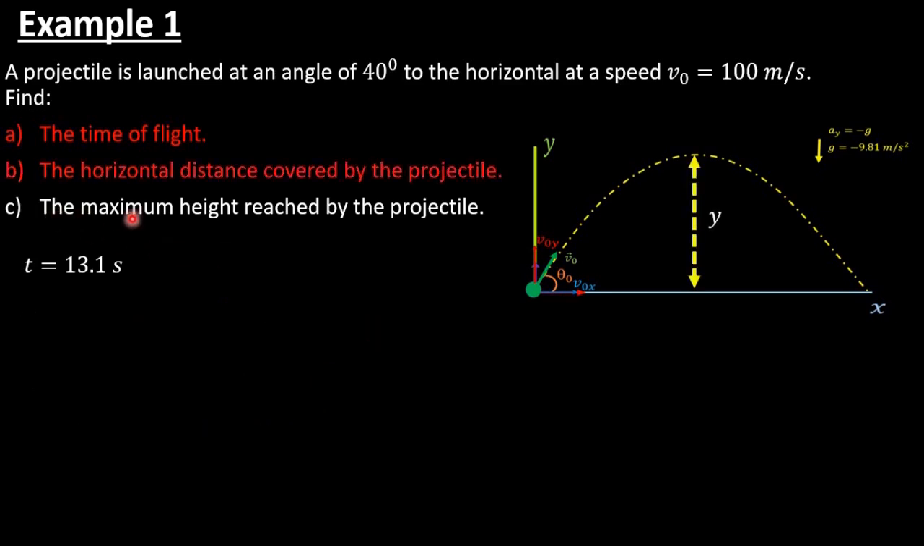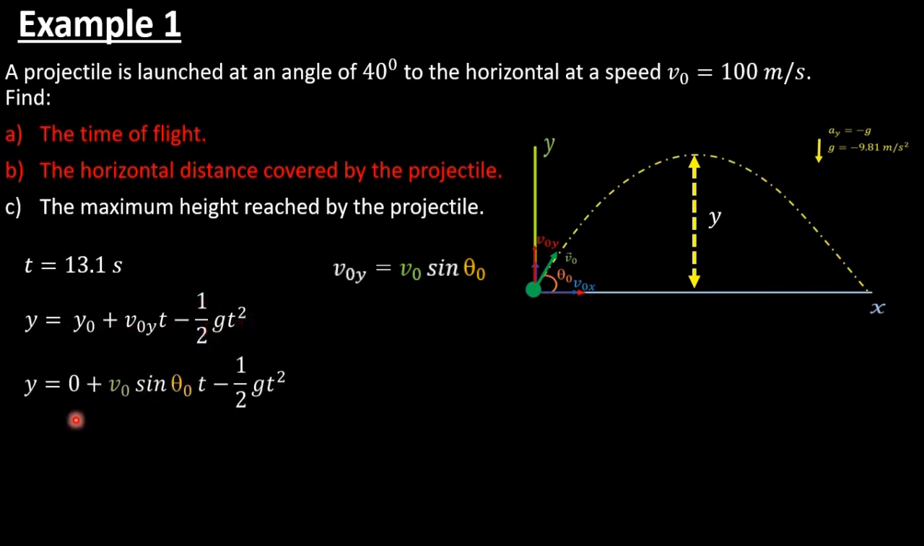So C, the maximum height reached by the projectile. So I can say v sub y equals v sub 0 times sine theta. And I can use this equation here: y equals y sub 0 plus v sub 0y times t minus half g t squared. So I'm going to say y sub 0 is 0 because it started off from y position 0. And then I'll substitute v sub 0y with this. Okay, so I'll substitute that into there to get this.